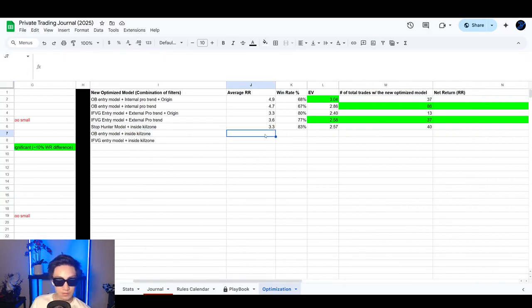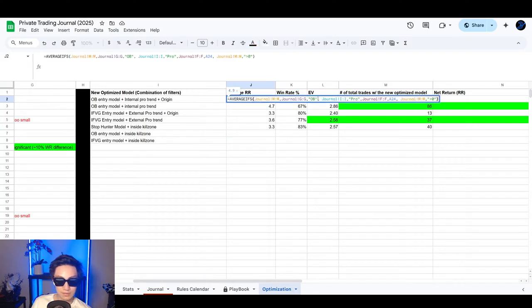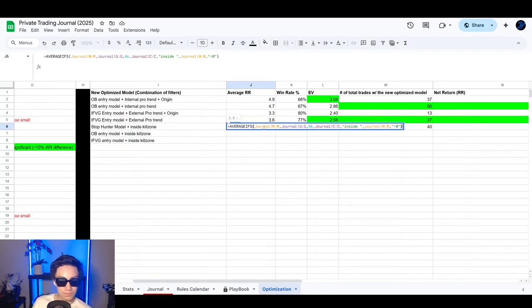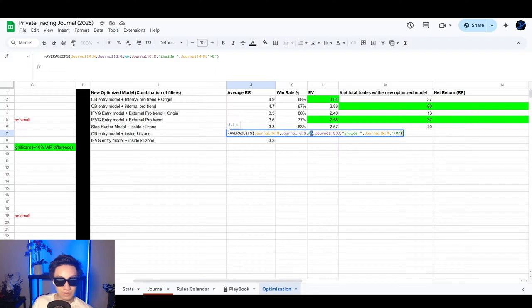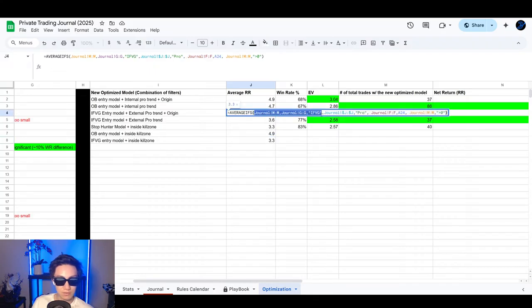So there it is. Let's go to OB entry model here. We'll calculate the average risk reward here. The OB entry model is going to be this formula here. We'll copy this down here, and we'll also copy this down here, but obviously we just have to change this first section and replace the OB, because this is originally IFVG set up here, or stop hunter here. So this is OB inside kill zone. This is going to be IFVG inside kill zone right here.